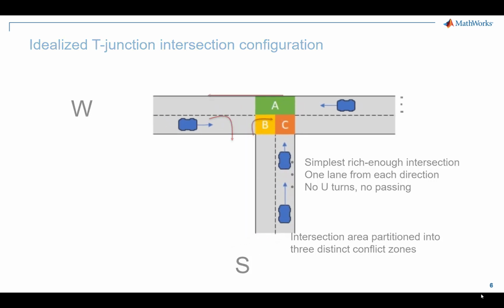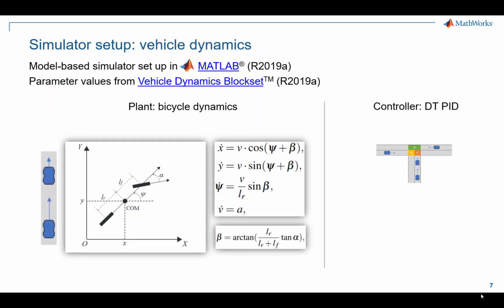Okay, so in terms of the simulator setup, the simulator is built in MATLAB release R2019a, and on the plant side, each car is based on the well-known bicycle dynamic model from the literature, where there are 4 state variables: x, y position, psi is the orientation, and v is the velocity. The parameters are taken from the vehicle dynamics block set, which are realistic parameters from the real world.